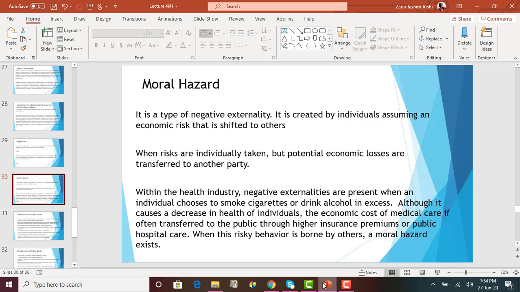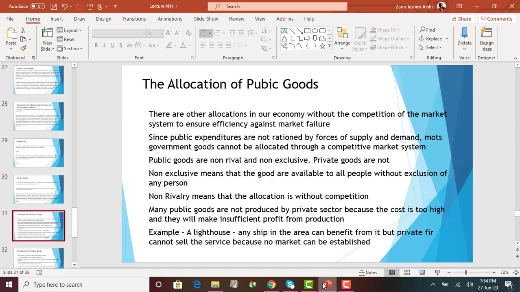Now an example would be in the healthcare industry, right? So let's say individuals choose to smoke cigarettes or drink alcohol in excess. What happens is, for that individual the insurance premium will go up because he's taking too much cigarette or alcohol, but overall in the economy this risk will be shifted to the public through higher insurance premium or public hospital care. Because of my actions others will also have to pay higher insurance premium. So when this risky behavior is borne by others, a moral hazard exists, and that will cause market failure.